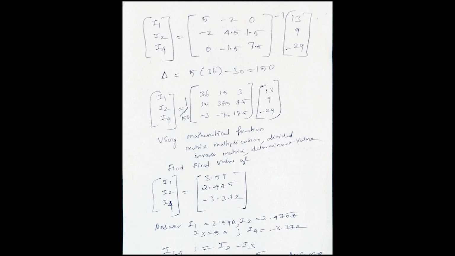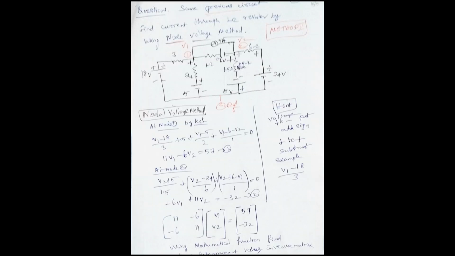The current through the 1 ohm resistor depends on mesh currents 2 and 3. So we put I1 ohm is equal to I2 minus I3. I2 and I3 are in opposite directions, so a negative sign is put: I2 minus I3, 2.475 minus 5. I1 ohm is equal to minus 2.525 ampere. That is the answer: we find the 1 ohm resistor current in this circuit.